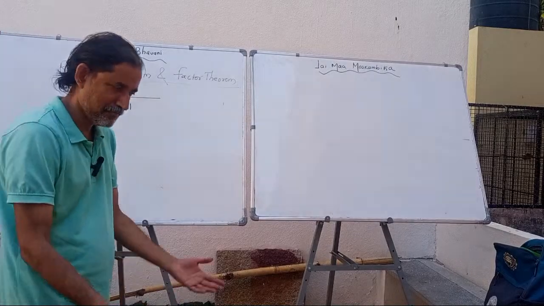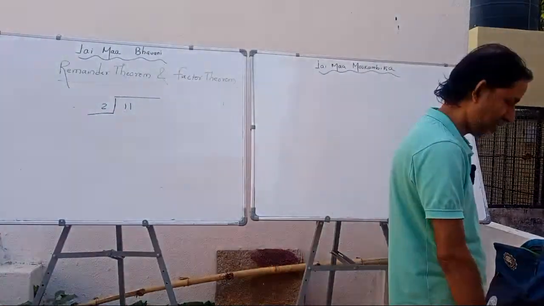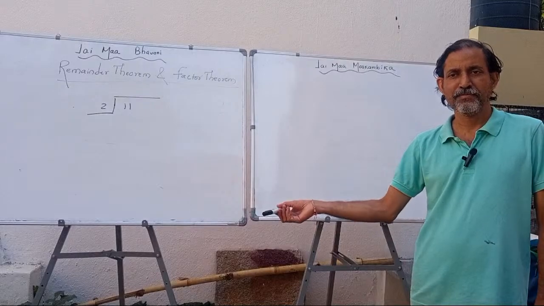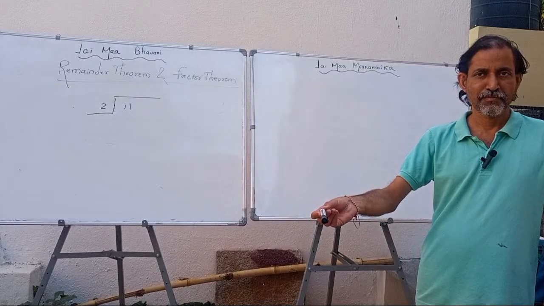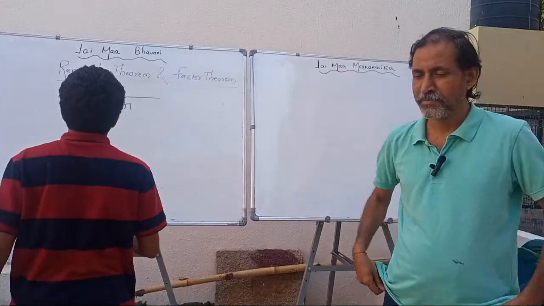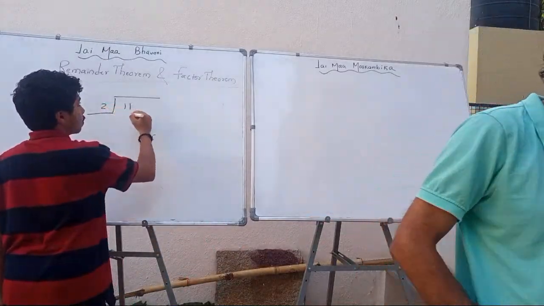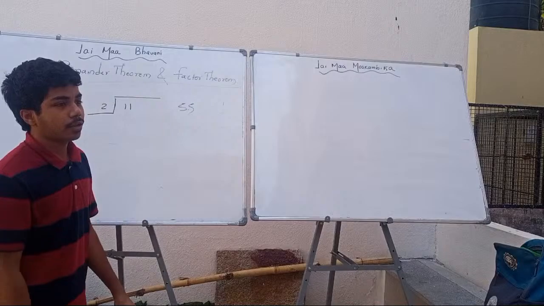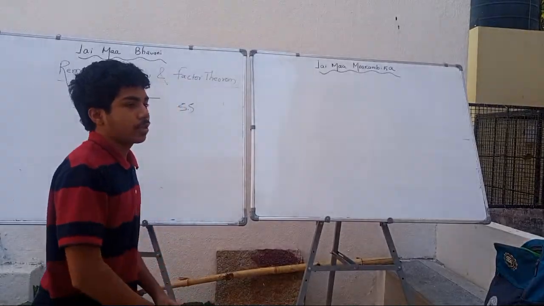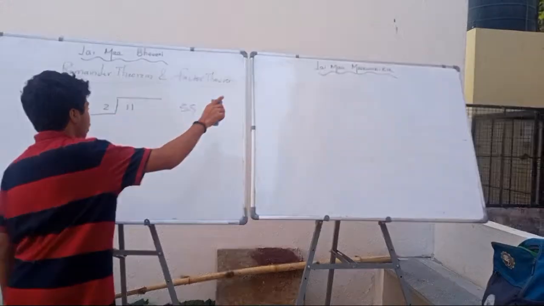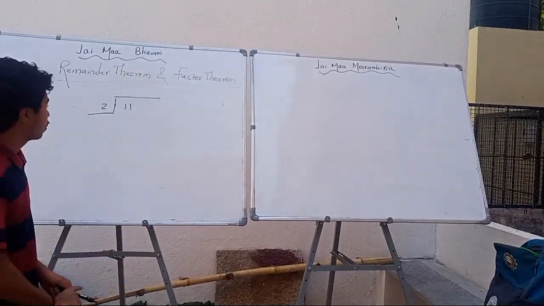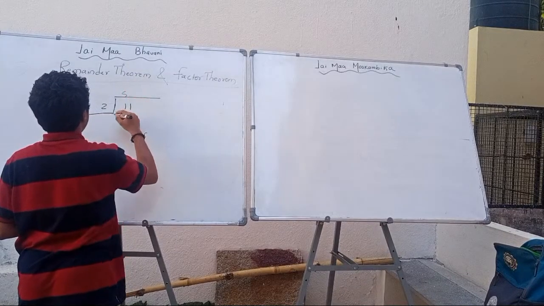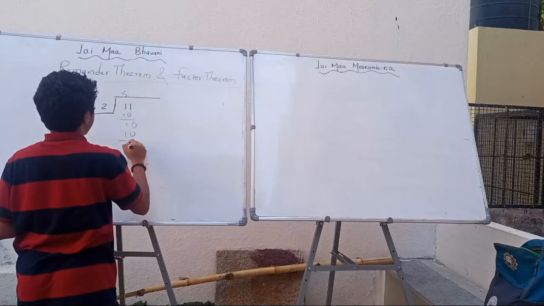Ananya, rise and shine. Can you divide this? Please come. I don't want it in decimal. Do the proper division, show the remainder. Okay, now show me which is the quotient, which is the remainder, which is the divisor, which is the dividend.